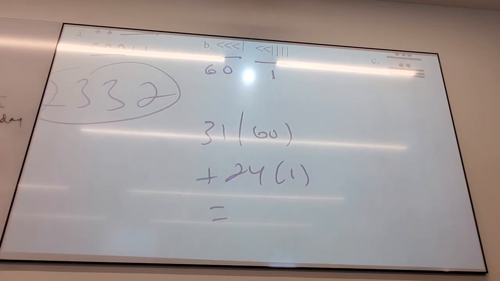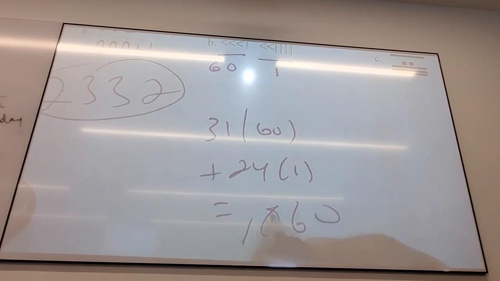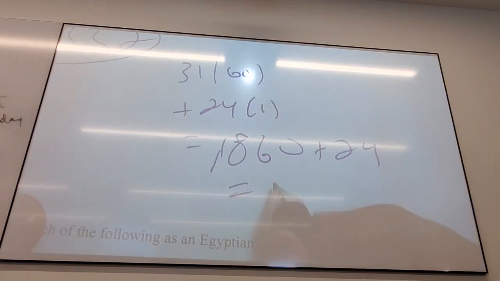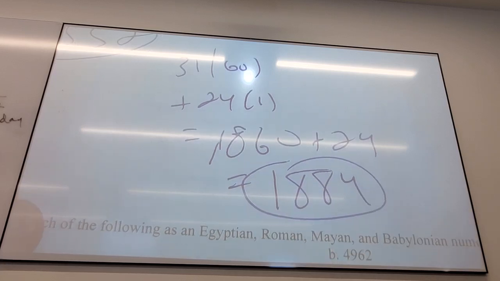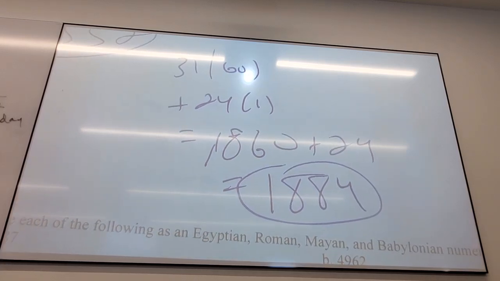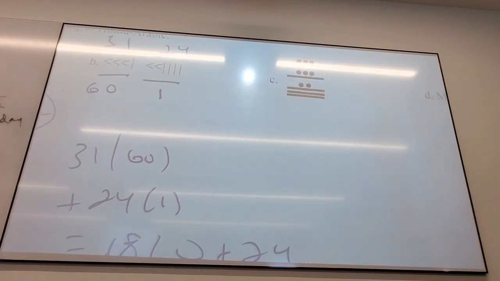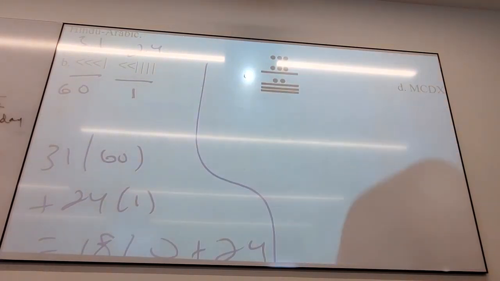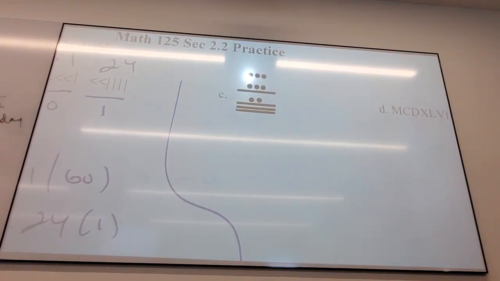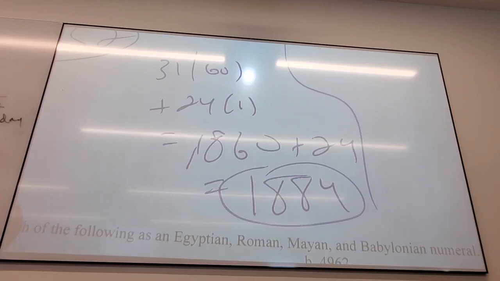31 60s is 1860. Sounds like a history test. Plus 24, which is 1884. And I know something must have happened in 1884, but I teach math. What do you want? Somewhere there's a history teacher. Just come on, Jeff. All right, are you guys okay with that?